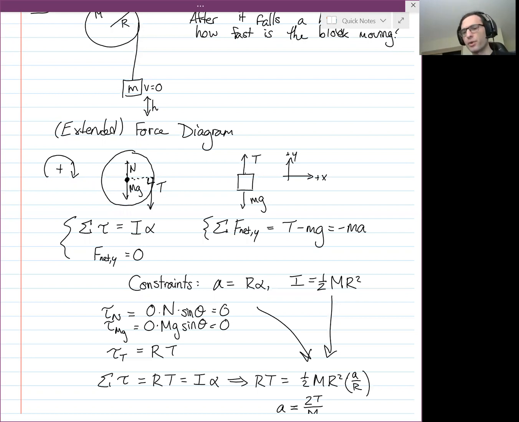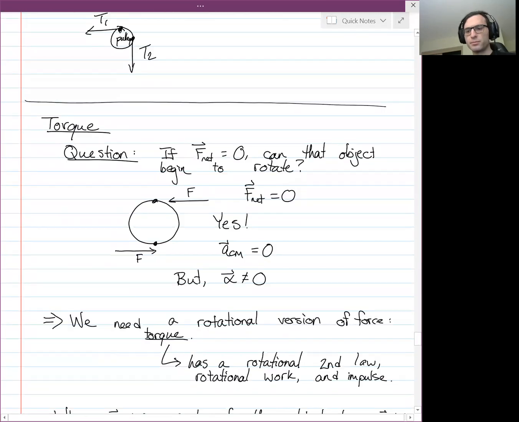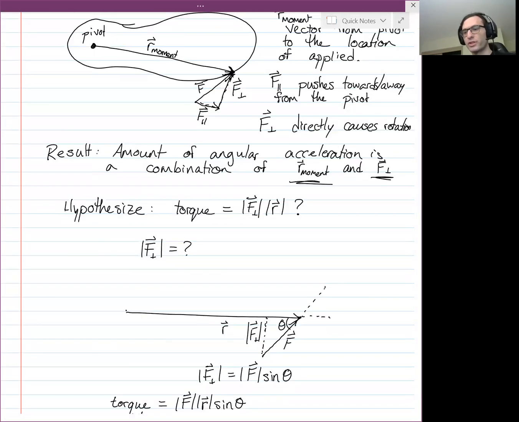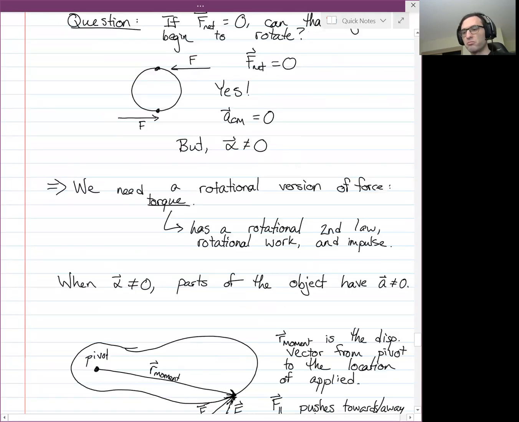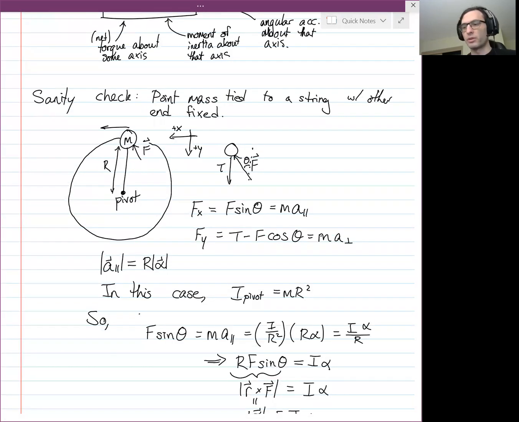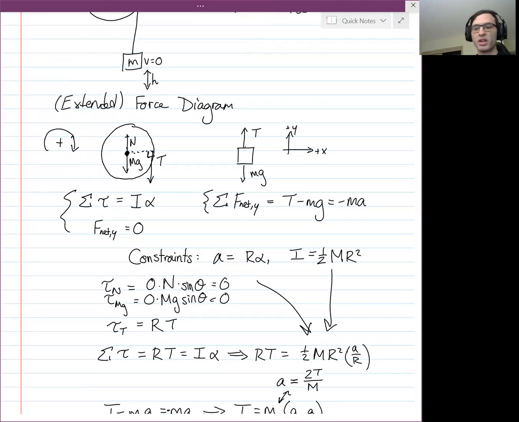Last time I gave a brief explanation of this idea of torque. Hopefully it wasn't too brief that you have some questions. I also briefly explained this idea of the extended force diagram. There's nothing fancy going on there.